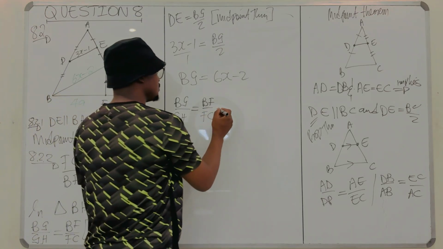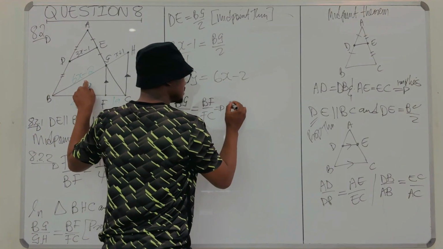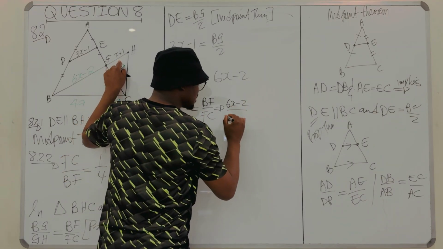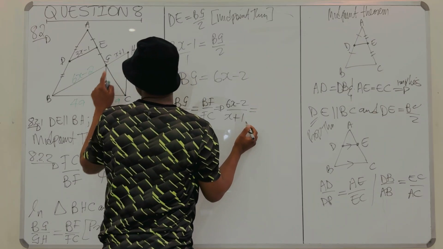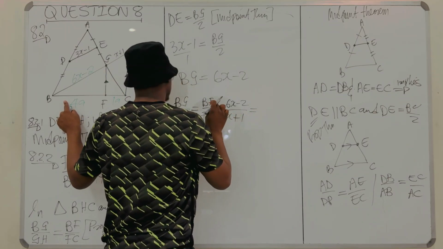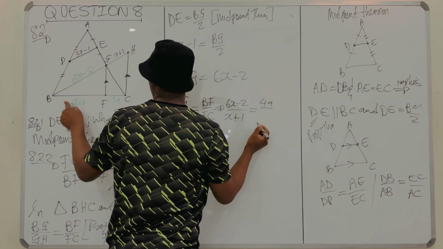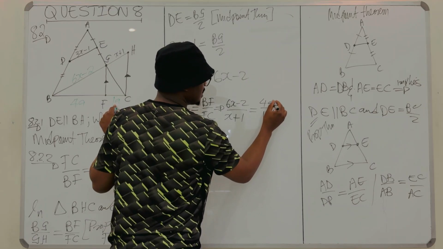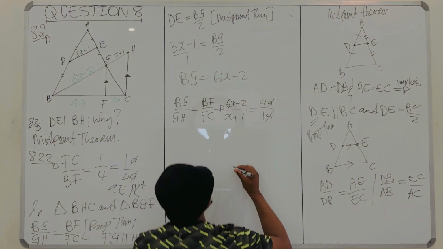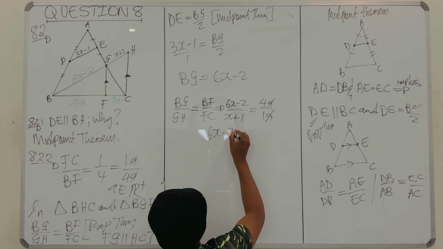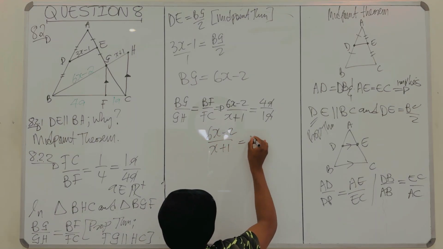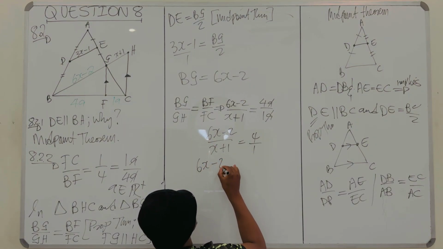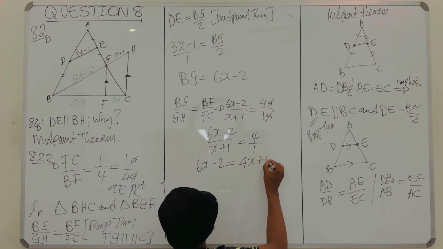So what I'm going to do, I'm just going to substitute. Your BG is 6x minus 2, right? Over GH, which is x plus 1, is equal to BF. Your BF is 4a over FC, which is 1a, right? Fine. So as I said, the a's will go away. So what are we left with? We're left with 6x minus 2 over x plus 1 is equal to 4. Then you cross multiply, this is over 1. This time that is going to be 6x minus 2 is equal to 4x plus 4.